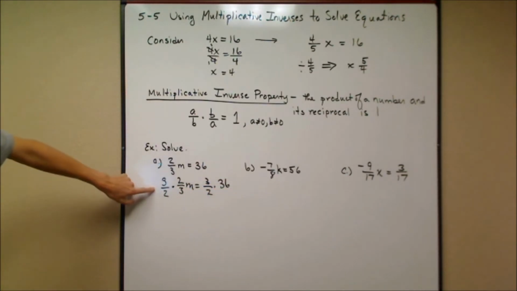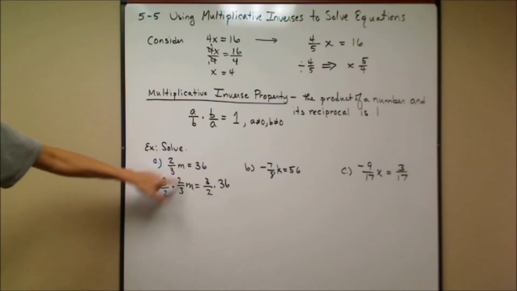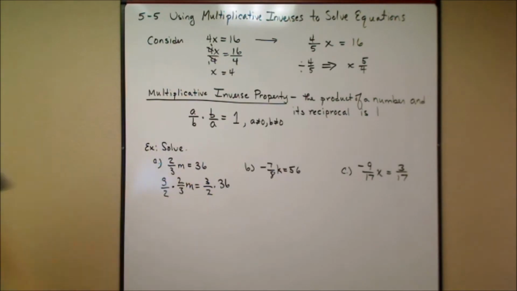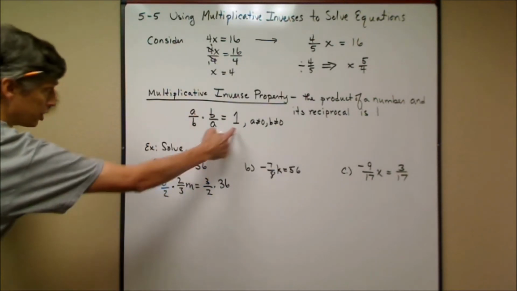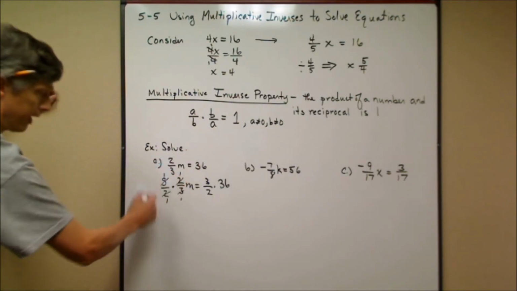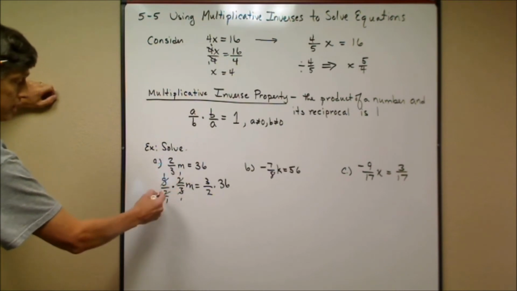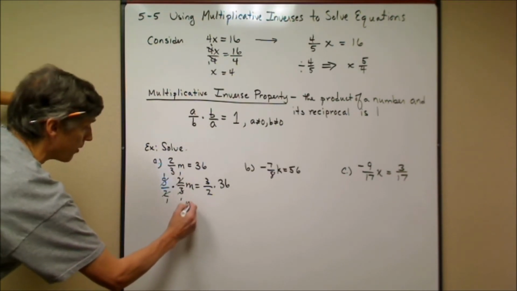So I have 3/2 times 2/3 m, and I have 3/2 times 36. You can see I just brought the sides down, and I'm multiplying both by 3/2. Well, these are reciprocals. Just like here, this should be 1. These cross cancel, these cross cancel. That's why I did all that. Now, I'm not going to do this step every time. I'm just going to go right to the fact that this is 1m or m.